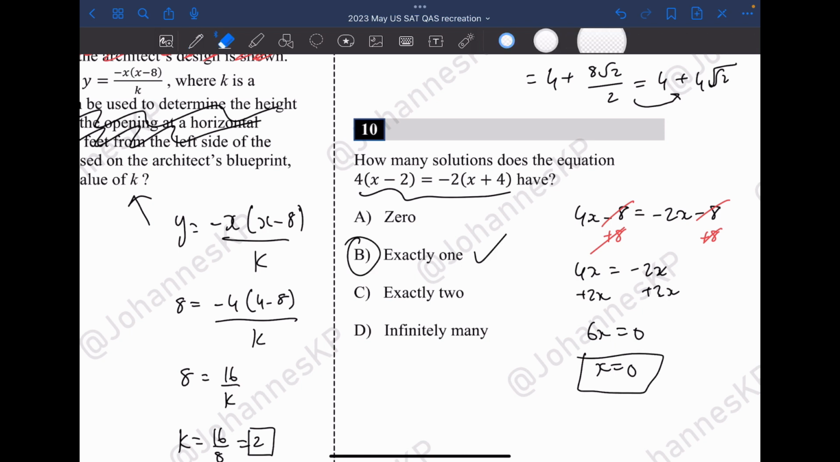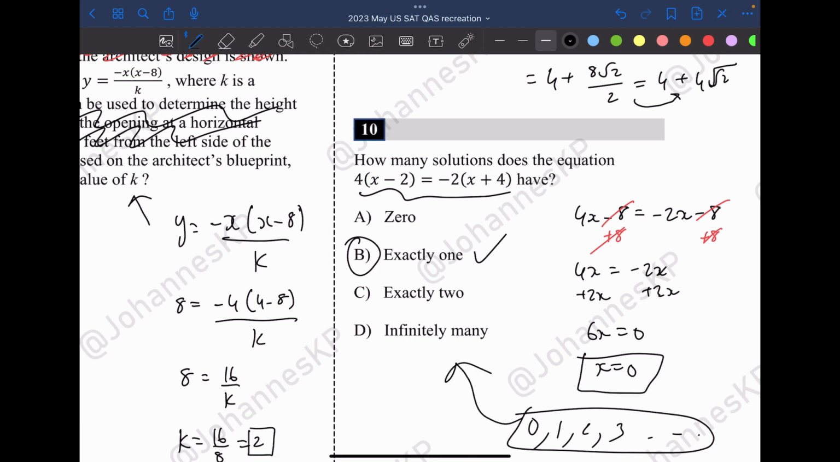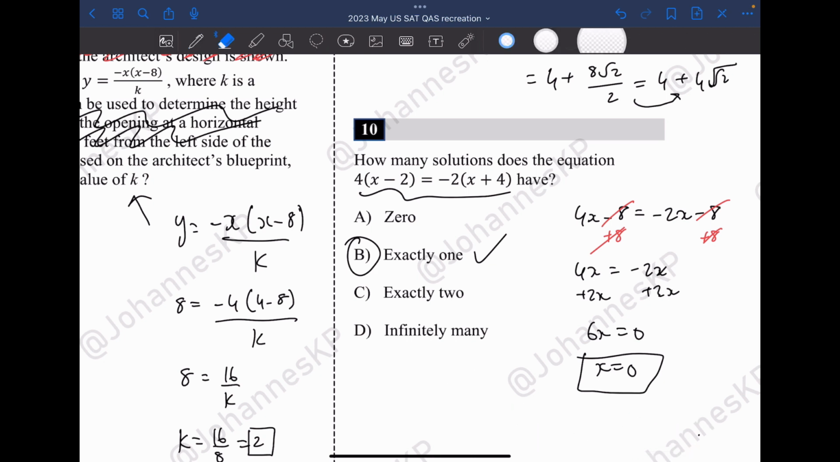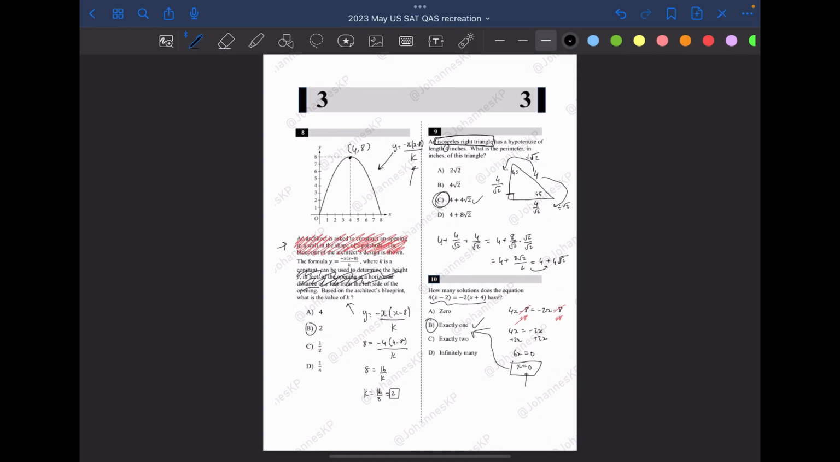Because we didn't get an answer like 0 equals 0 or 1, 2, 3, dot, dot, dot. That would be infinitely many solutions because there are too many of them. But for this one, we only had one solution, so the answer is obvious. Exactly one solution, and we're done.